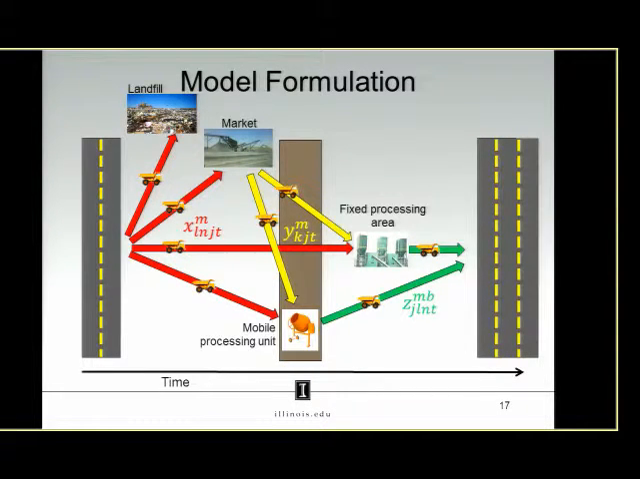So to give you a view of what each variable represents, X represents how the material is taken from the existing roadway and how it's taken to the landfills, the markets, the processing areas. Y represents the material that you purchase from the market, and that can only be transported to the processing areas or the mobile processing units. And then finally, Z describes how the material reaches the final roadway.